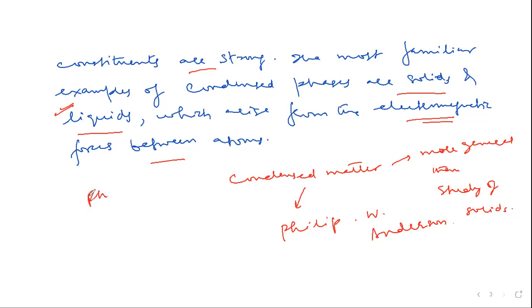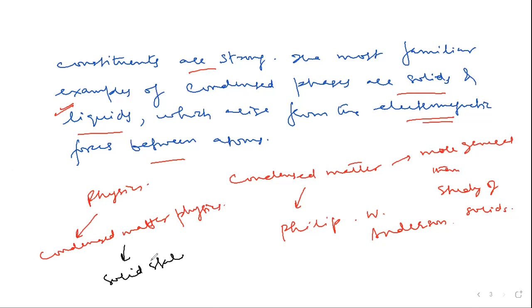So we have physics that has a field called condensed matter physics, right? And under that, we have solid state physics. Solid state physics is a subfield of condensed matter physics. So condensed matter physics is more general. It contains the study of solids as well as the study of other condensed phases like liquids, right?